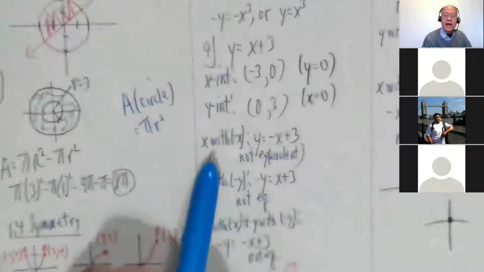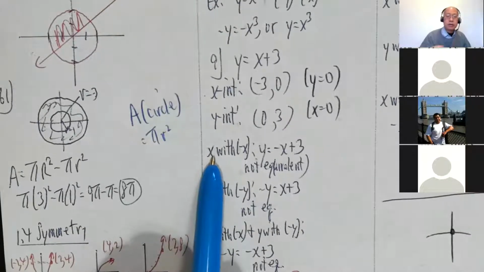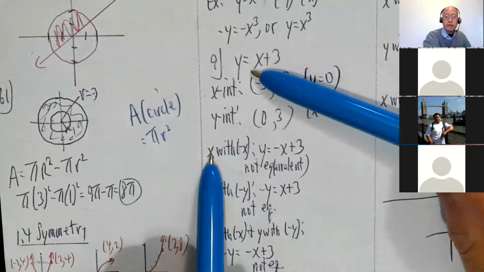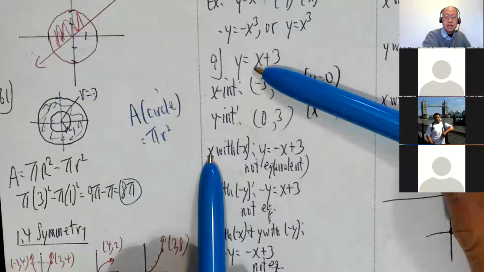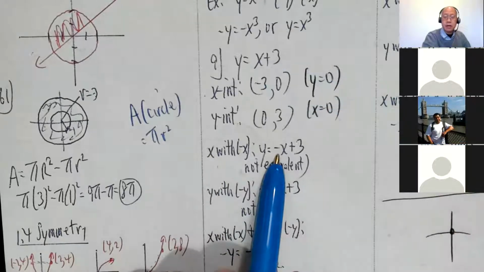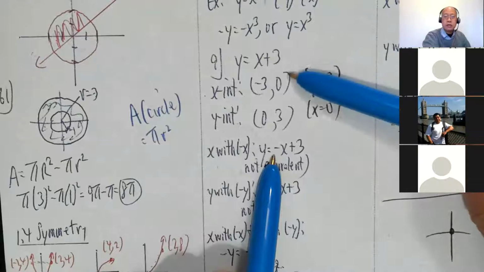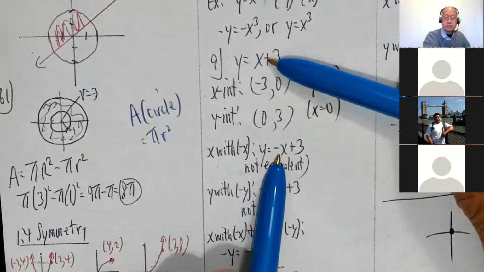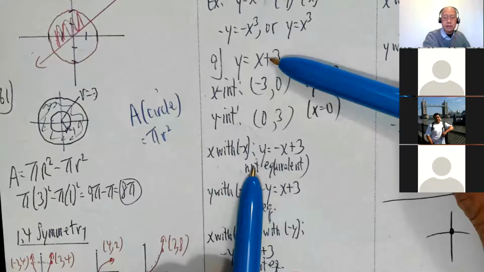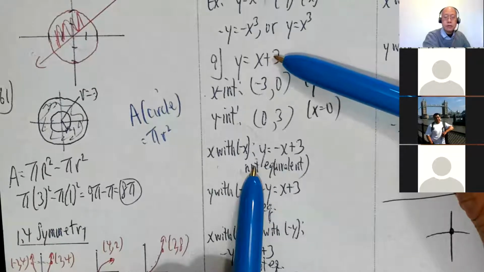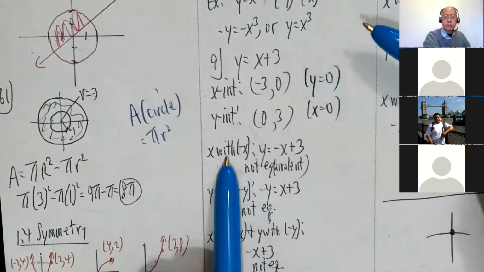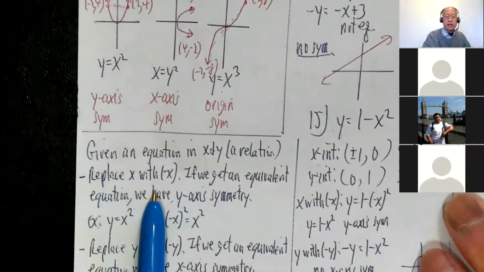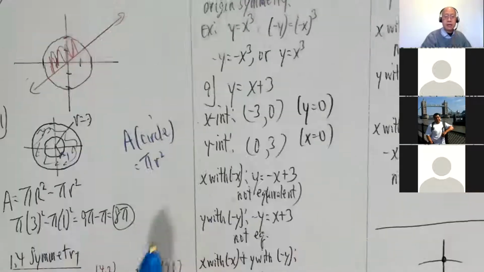First, replace x with negative x. So in the original, wherever I see x, change to negative x. So it would look like this: y equals negative x plus 3. Is that equivalent to the original? Does that look the same as that? No, it does not. So they're not equivalent. So I don't have y-axis symmetry. If you replace x with negative x and get the same thing back, that's y-axis symmetry.